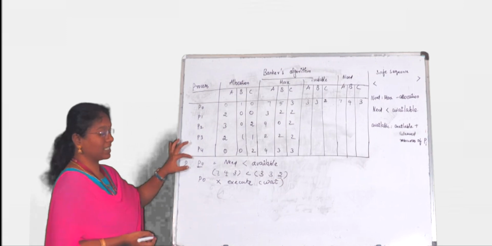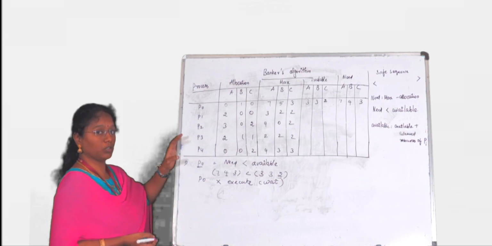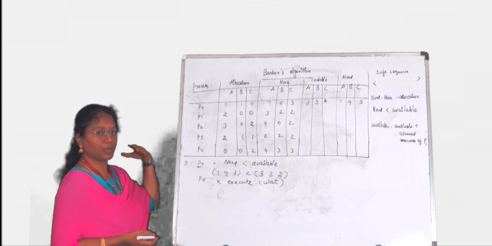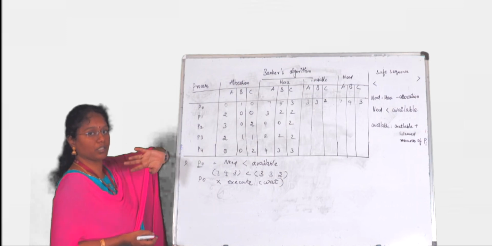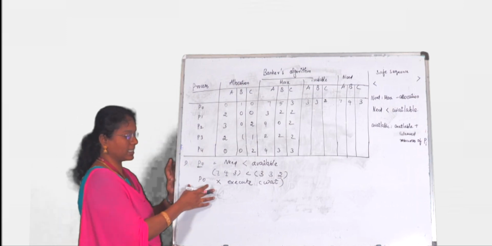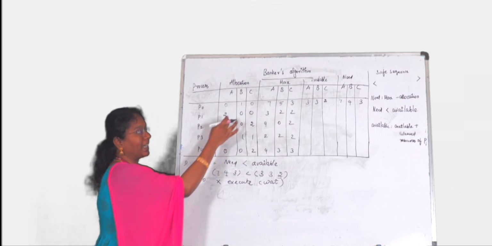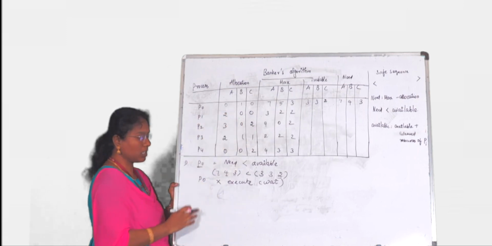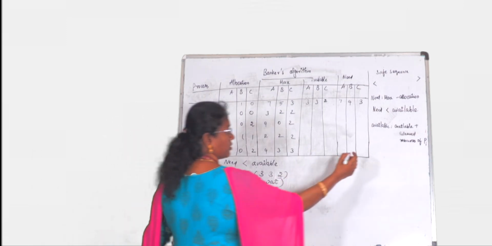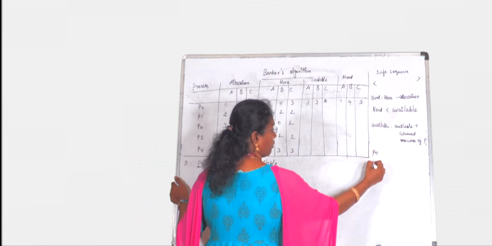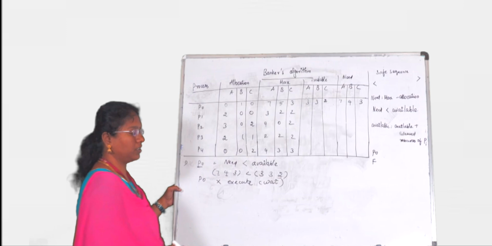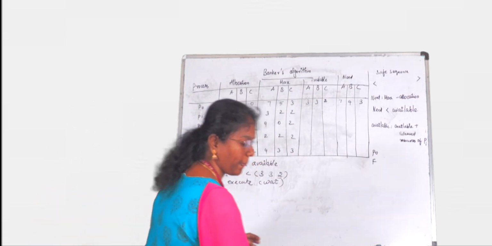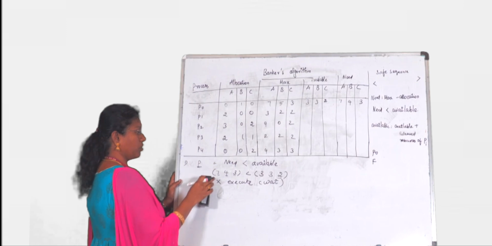Consider if P0 had been executed, what is the condition? Once a process has been executed, it has to release all its resources to the system. Here it doesn't execute, so it will not release its allocated resources to the system. So P0 is false, it doesn't execute. Next, now go to P1.